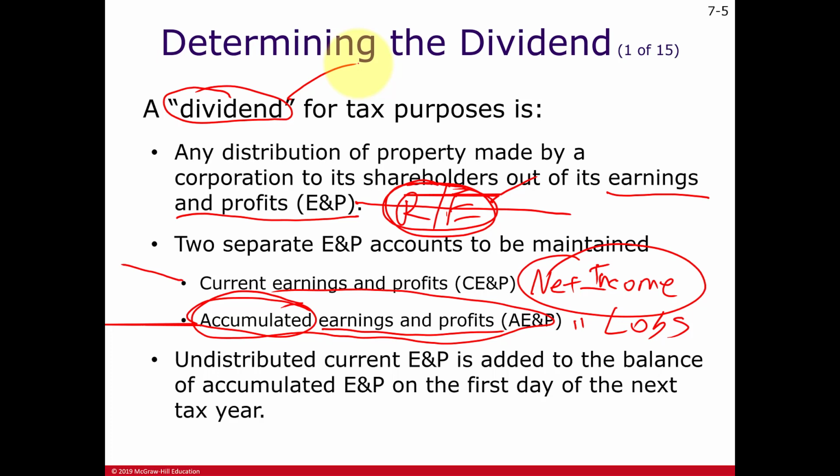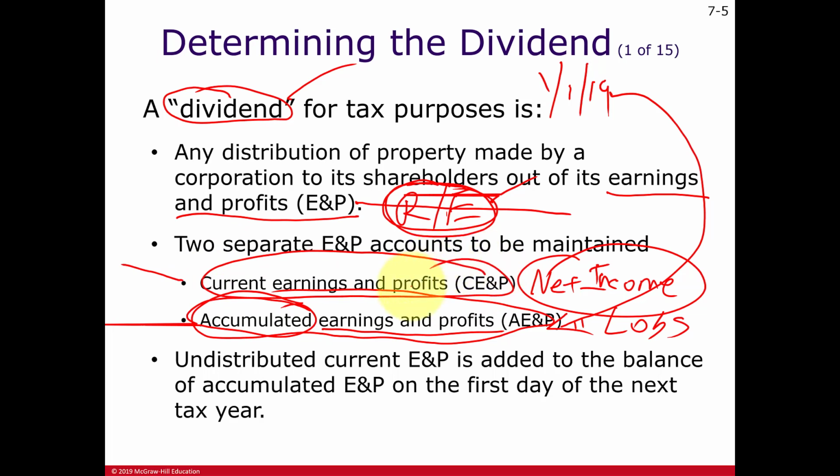So really what we're looking at is the beginning of the year, let's say calendar year, January 1st, 2019. What's in the retained earnings account? That's going to be your accumulated earnings and profits. And the current earnings and profits is just the profit, the net income for the whole year. So you've got to split up the earnings and profits for the current year and all of the previous years from the beginning of the current year.